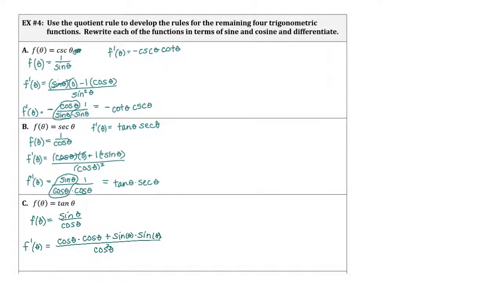All right, so let's see. F prime of theta is going to be cosine squared theta plus sine squared theta all over cosine squared theta. Now this is going to be a trigonometric identity. Cosine squared plus sine squared is always equal to 1. So that's going to be 1 over cosine squared theta, and 1 over cosine is secant. So that's going to be secant squared theta. So the derivative of tangent is going to be secant squared.